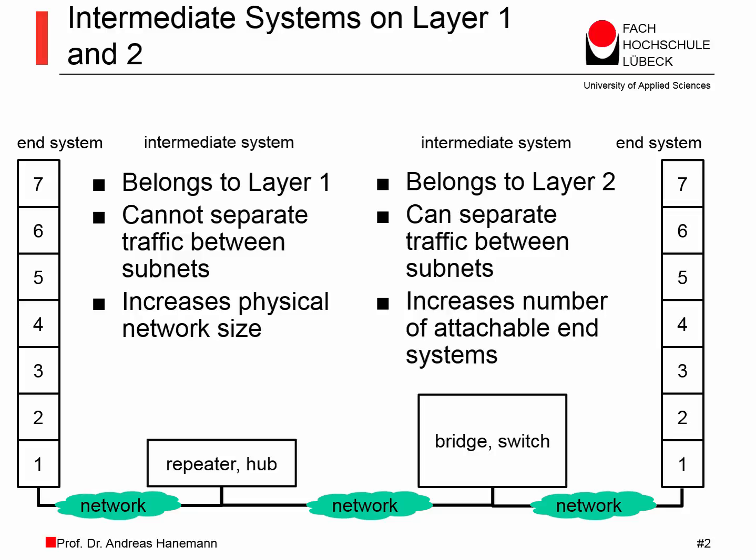Bridges and switches implement the OSI layers 1 and 2. As explained before, they belong to the OSI layer 2, but they need to use the services of layer 1 to be able to communicate.